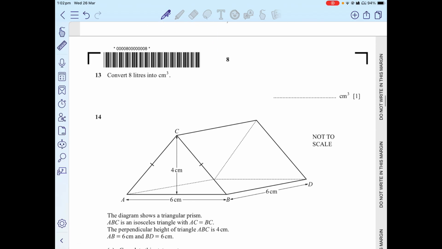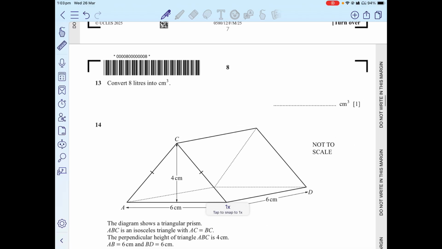After that, it says convert 8 liters into centimeter cubed. 8 liters is nothing but 8,000 centimeters cubed, and this is like a fact that you have to remember. It is 8,000 centimeter cubed.